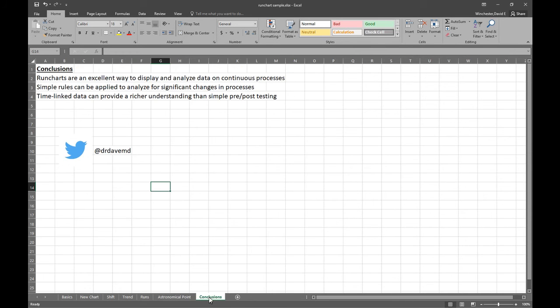All right, so let's wrap things up a little bit. Just a reminder that run charts are an excellent way to display and analyze data on continuous processes. Simple rules like this can be applied to analyze for significant changes in your processes. And run charts are really great because the time-linked data gives you a much richer understanding than simple pre-post testing.